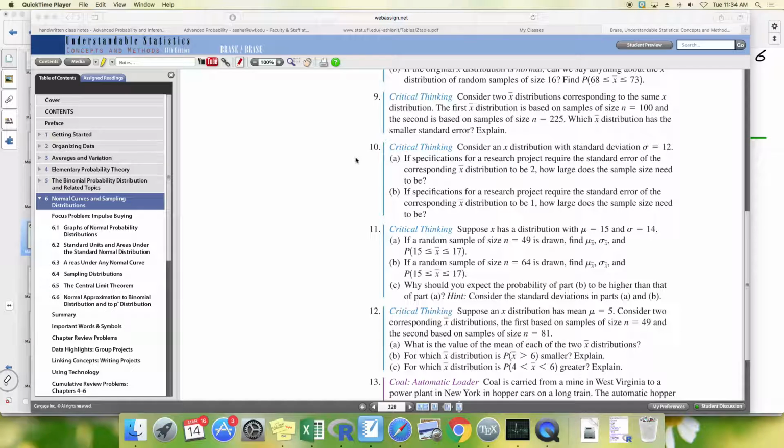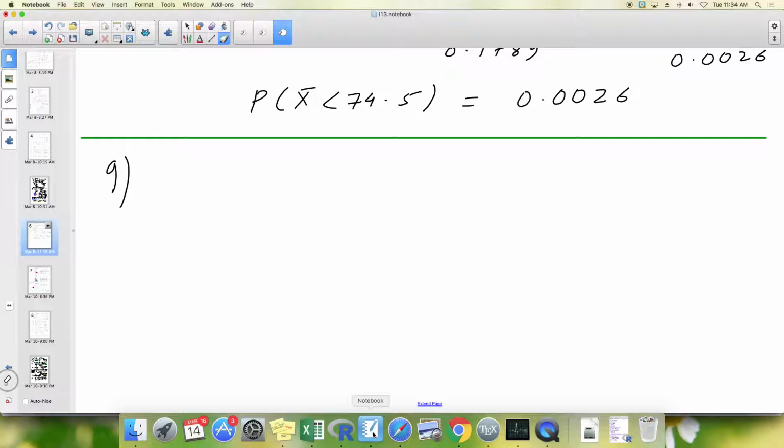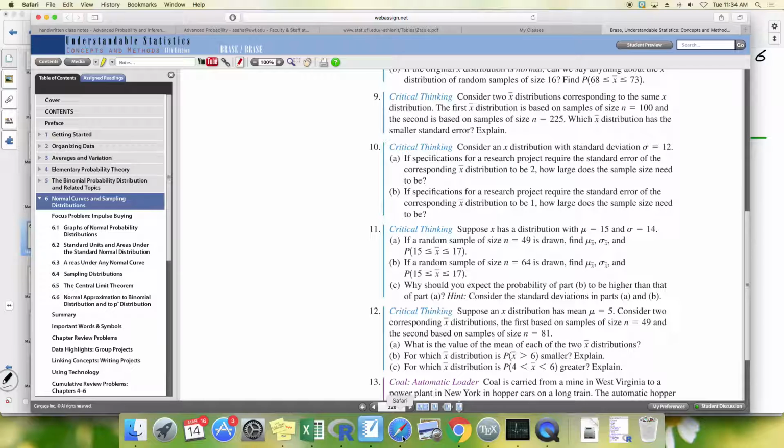So we shall do the problems now. Problem number 9. Consider two x bar distributions corresponding to the same x distribution. What that means is we are taking two situations. In both of them, the mu and sigma remain the same. But in one of them n equals 100 and the other one n equals 225.